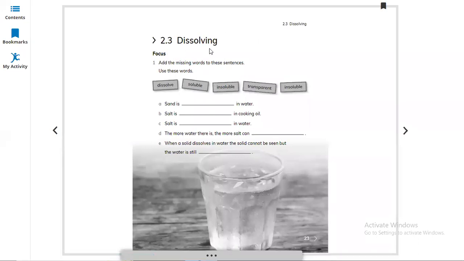Lesson 2.3, Dissolving. Focus. Add the missing word to these sentences. Use these words: dissolve, soluble, insoluble, transparent. So let's start. Sand is dash in water. Is sand dissolved or insoluble? Obviously, it's not dissolved in water. So we write here insoluble.